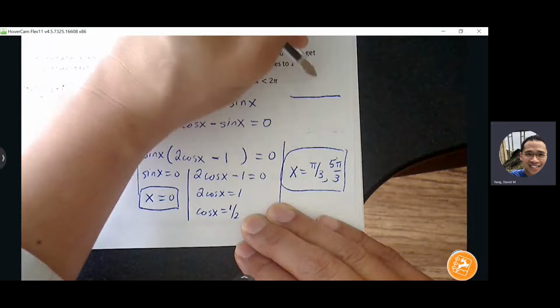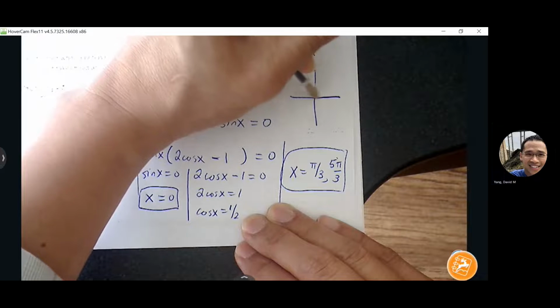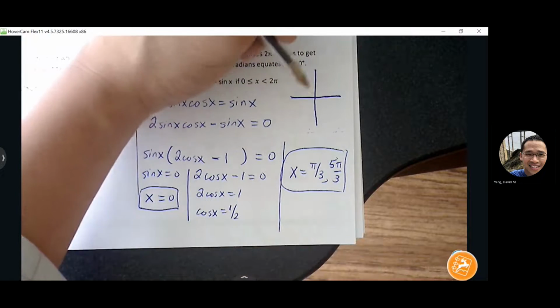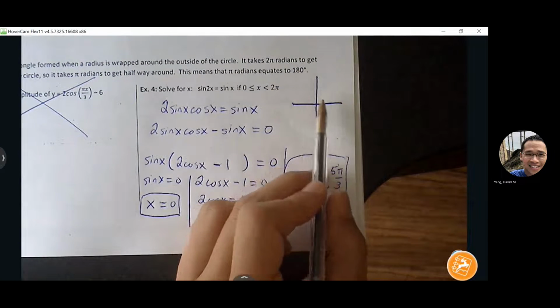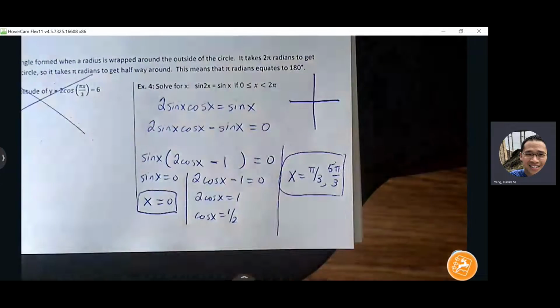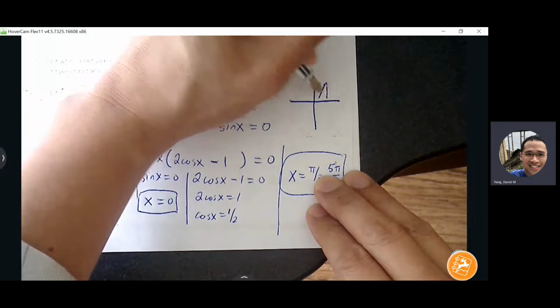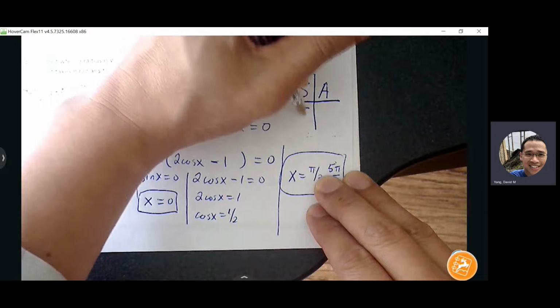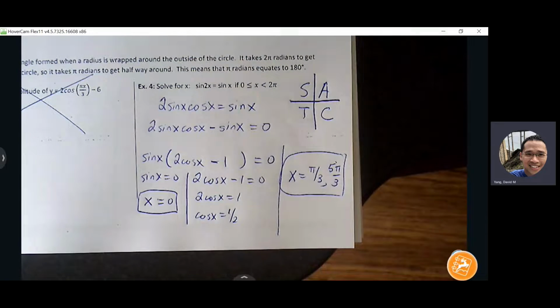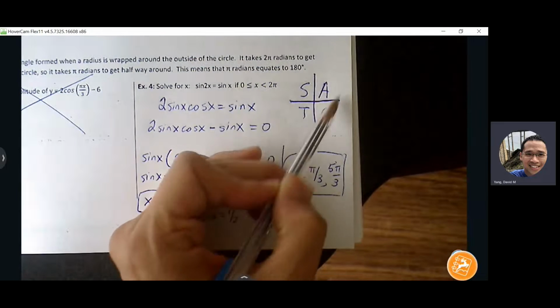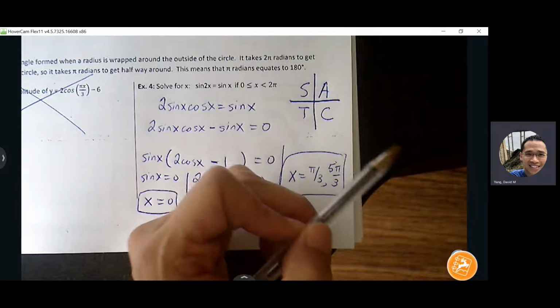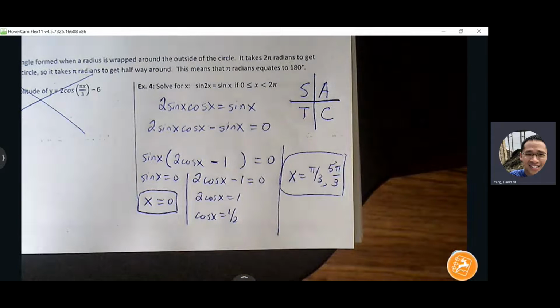I also have this acronym to kind of help us, or it helps me remember the signs of my trig values. So first quadrant, A means all. All my trig functions are positive in the first quadrant. Second quadrant, only sine and cosecant are positive. Everything else is negative in the second quadrant.